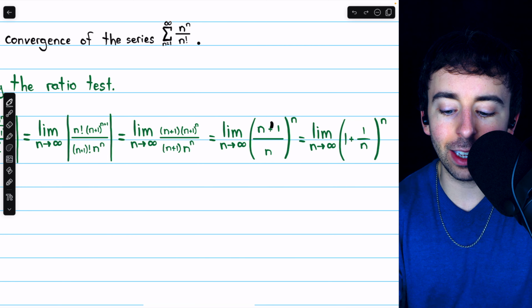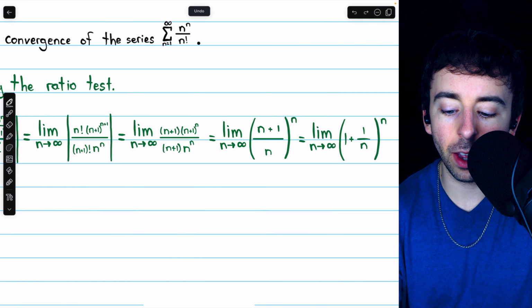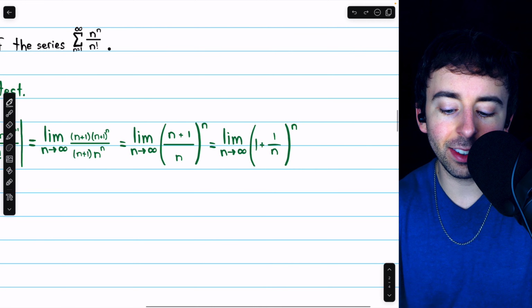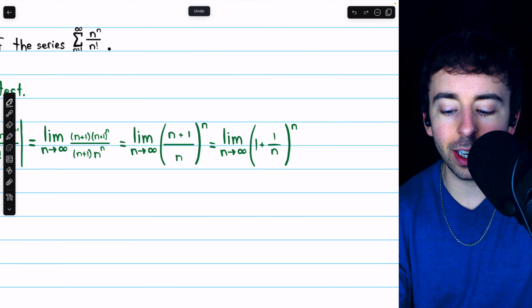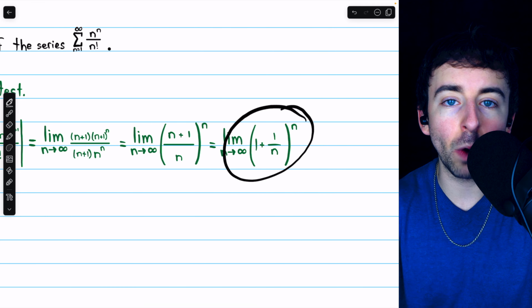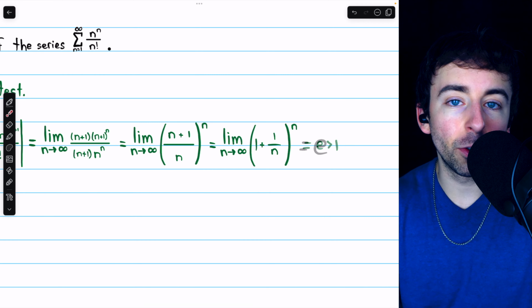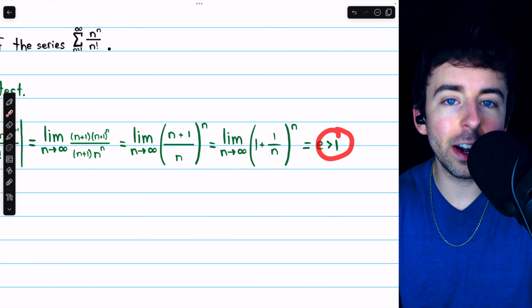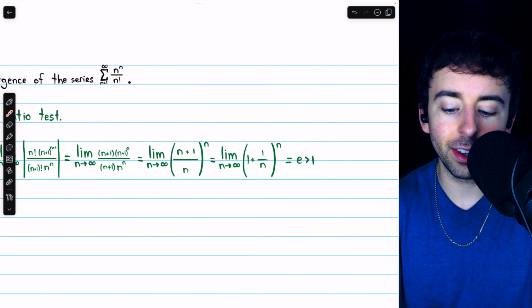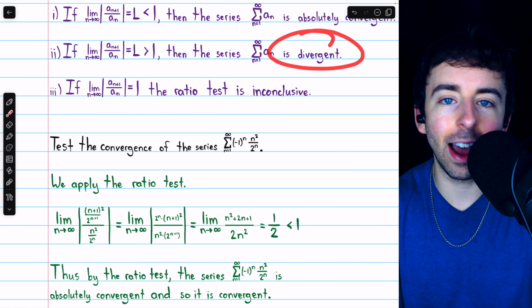But then, splitting this across the addition, n divided by n is 1, and 1 divided by n is 1 over n. Thus, this is the limit as n goes to infinity of 1 plus 1 over n to the power of n. You should recognize this as being the irrational number e. And of course, e is greater than 1. Hence, the ratio test tells us that our series is actually divergent.